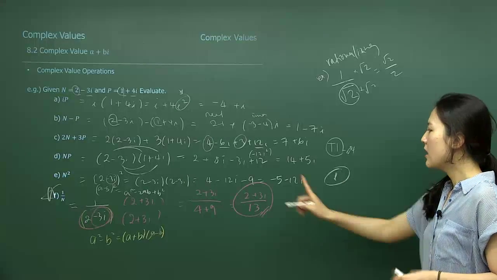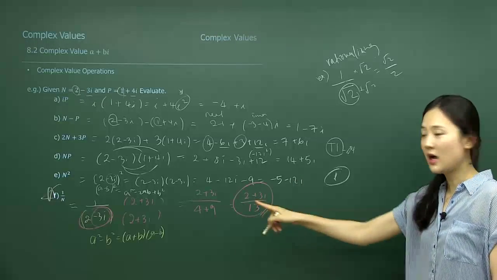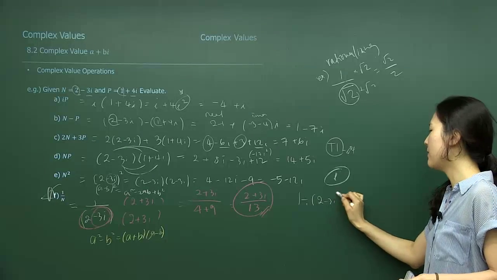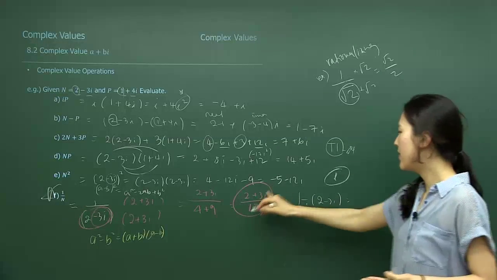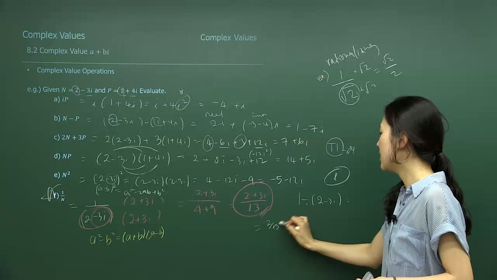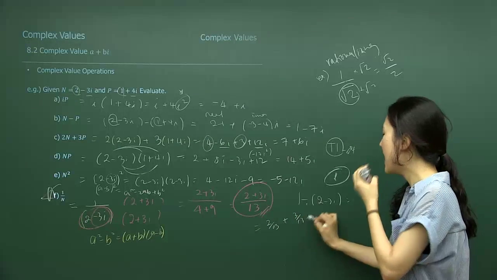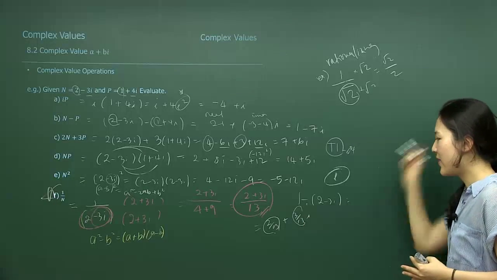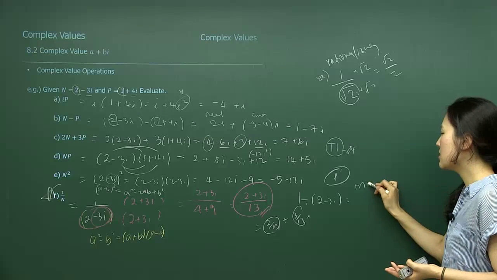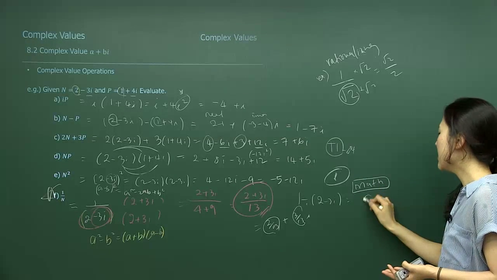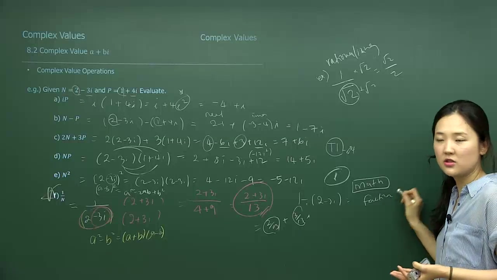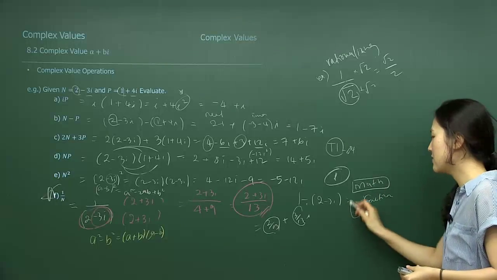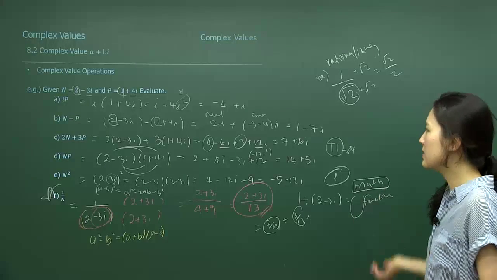By the way, when you do this in your calculator, you type in 1 over parenthesis 2 minus 3i. You might see this as 2 over 13 plus 3 over 13i in decimal form, not in fraction form. If you want to convert that into fraction, you simply press math and choose fractionize. Enter it on the answer, and then you will get the answer in fraction form.